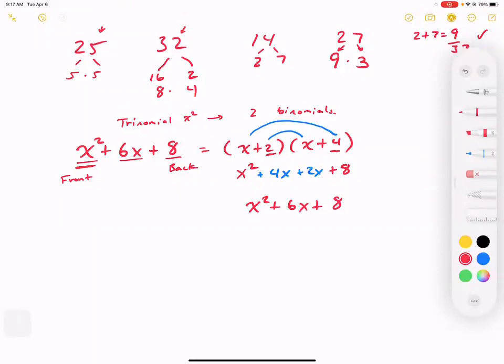So I want you guys to be able to see this trick right now. How do we end up with the front term? Well, the front term is x, right? So we're going to end up with, for sure, x and x. That's going to be our front.